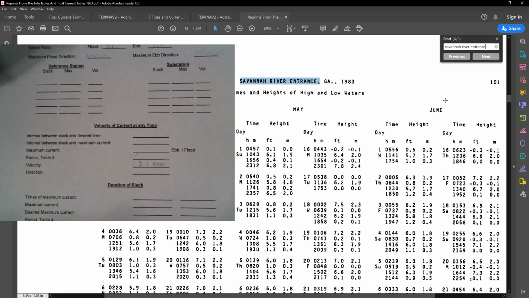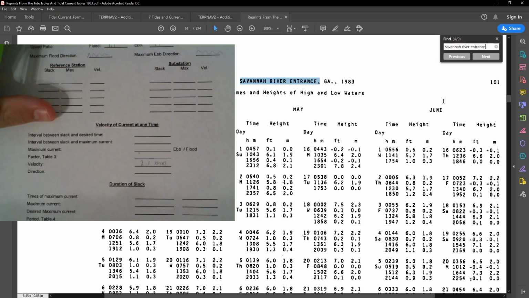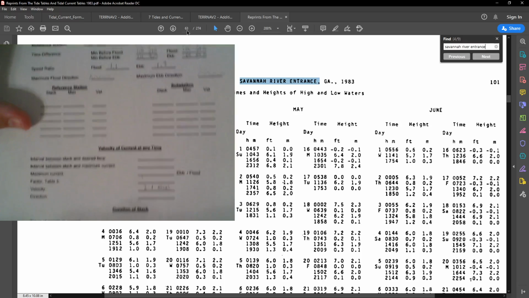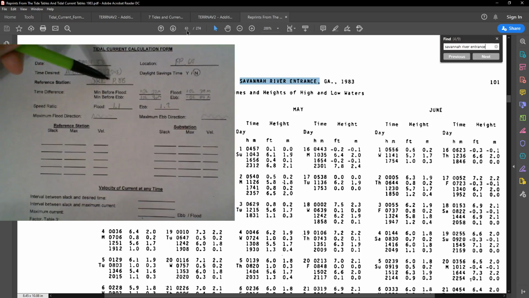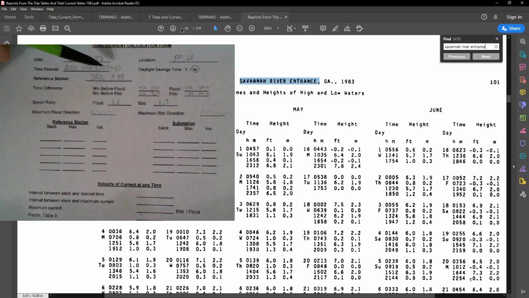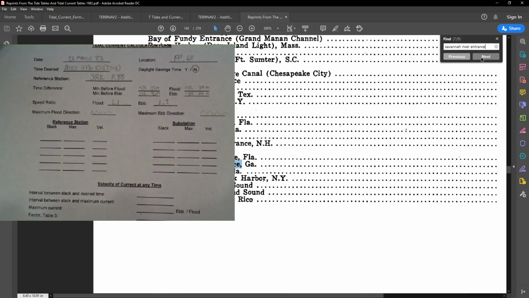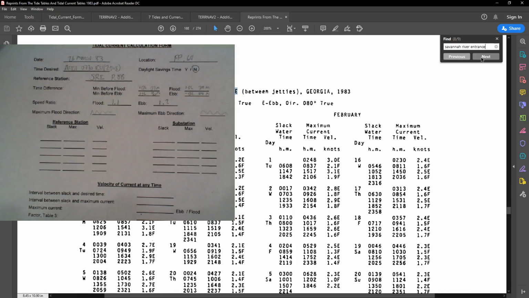And there we go. Savannah River Entrance. But the book almost got us confused, but since we wrote down the correct Savannah River Entrance, we know that this is not it. This is the tidal heights Savannah River Entrance, so we're going to go past that, go down again, and there we go. Page 88 Savannah River Entrance is on page 188 of the PDF.